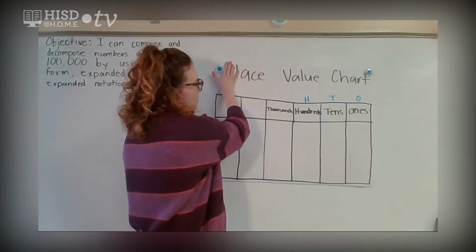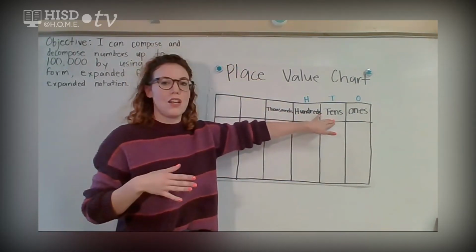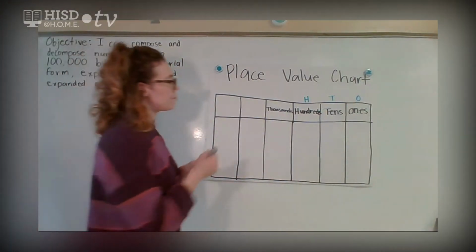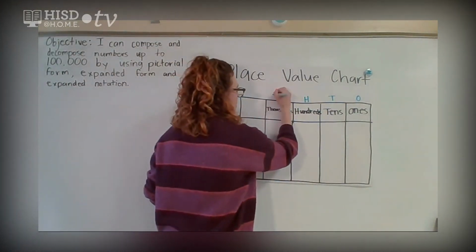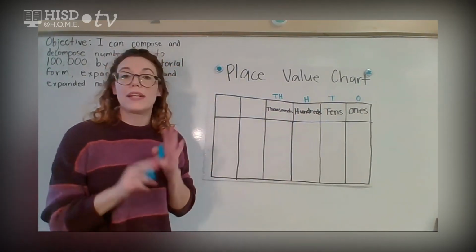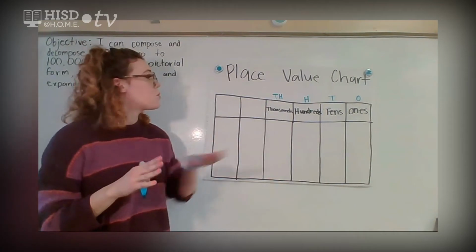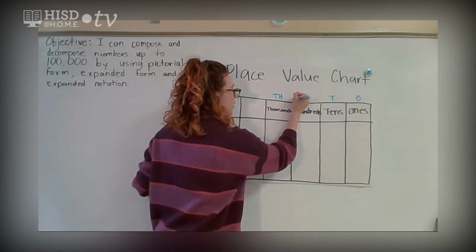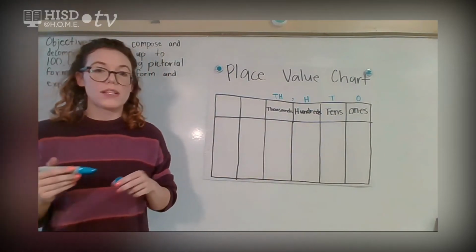Now our thousands, we already have a T for tens, so what I'm going to do is do a TH. So we know it's our thousands place. Thousands. And now remember, we cannot forget between our hundreds and our thousands is a comma. We always put that comma there. Always, always, always.